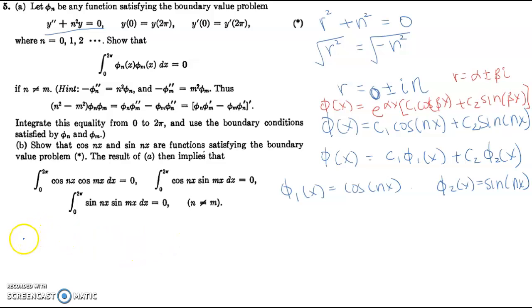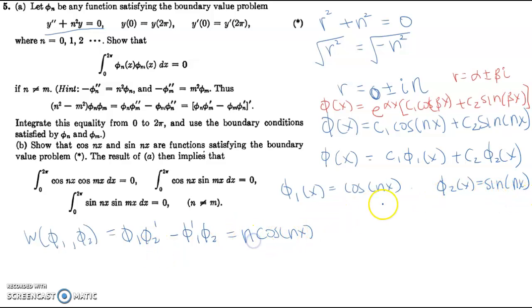So we're going to apply the Wronskian. We know from the textbook reading that the Wronskian of phi 1, phi 2 is equal to phi 1 phi 2 prime minus phi 1 prime phi 2. And if this is not equal to 0, then that's going to be linearly independent. So let's check. Our phi 1 is just cosine of nx. Phi 2 differentiated is going to be n cosine of nx, so that's going to have the square.